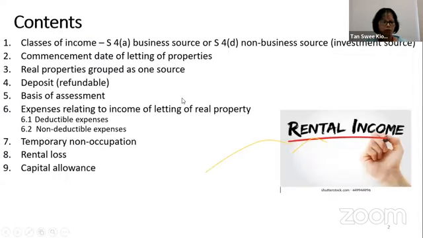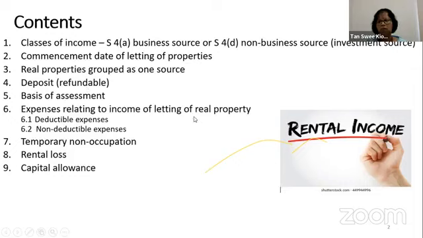Okay, for today's talk, I'm going to cover the following 9 areas. First is to differentiate the rental income under Section 4A business source or Section 4D non-business source, and also to look into the commencement date of letting of properties and to group the property as one source. It means that if a person has a few properties, then he must group the properties into either Section 4A or Section 4D.